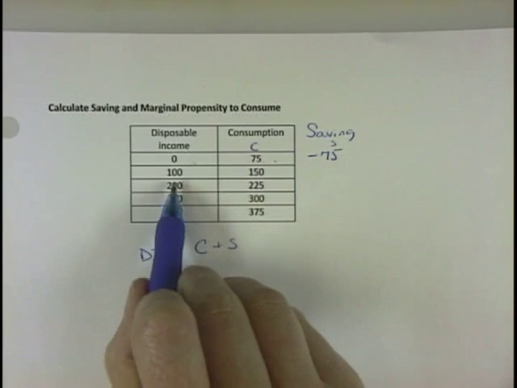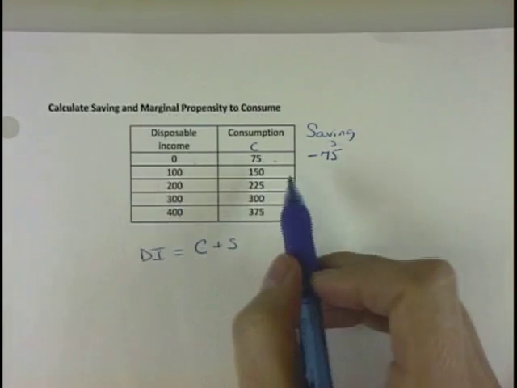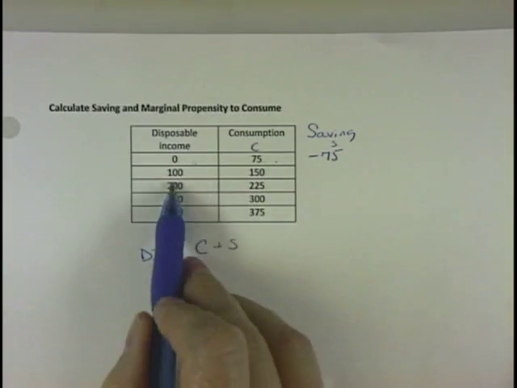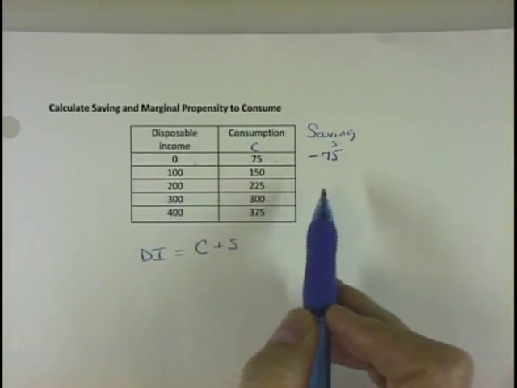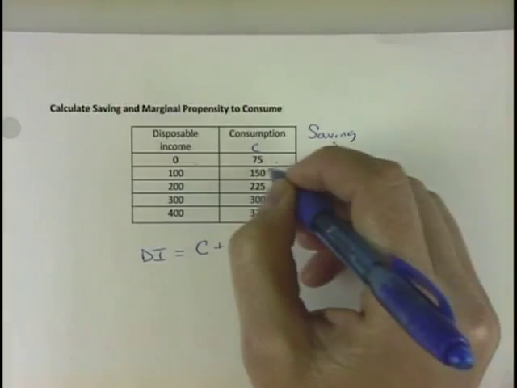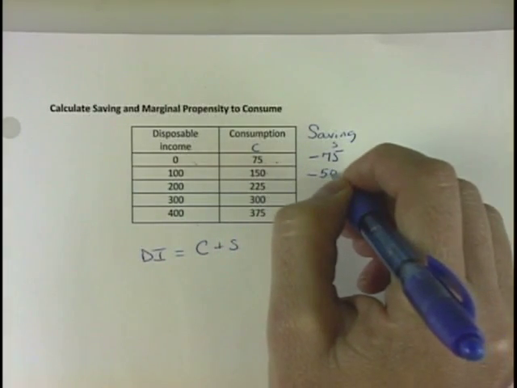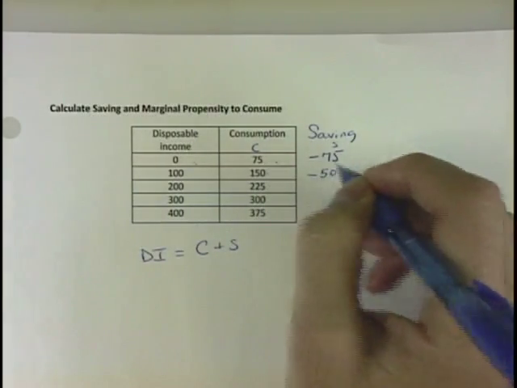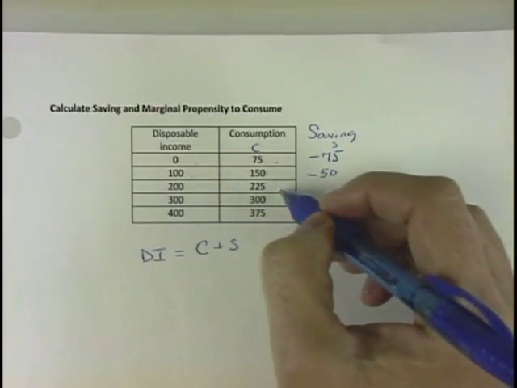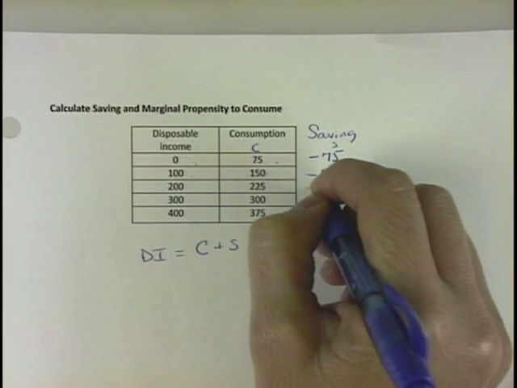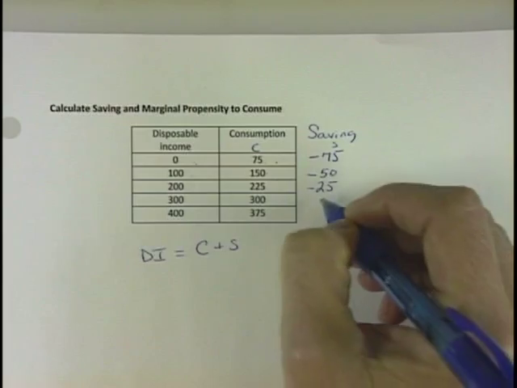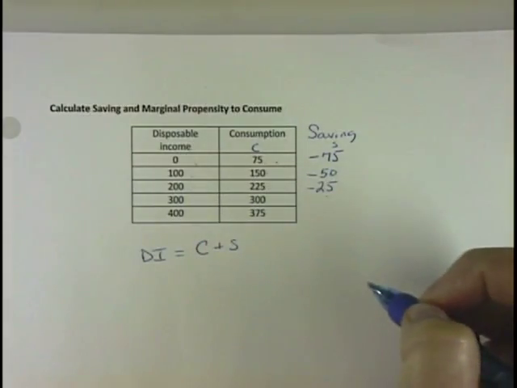Okay, so in this one, disposable income is 100, consumption is 150. So disposable income 100 has to equal 150 plus something to make it equal. So here it's going to be negative 50, because 150 plus a negative 50 is 100. So for disposable income of 200, we're consuming 225. So our saving then has to be negative 25, because 225 plus a negative 25 is equal to 200.